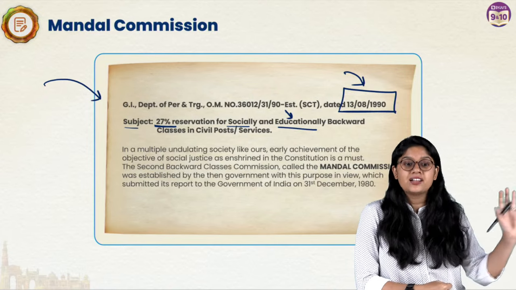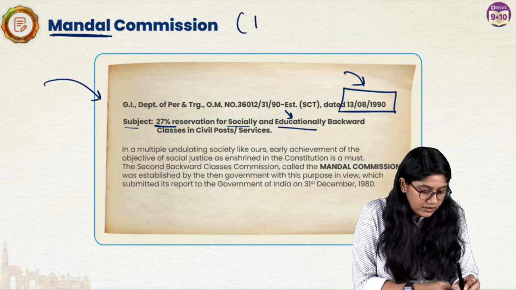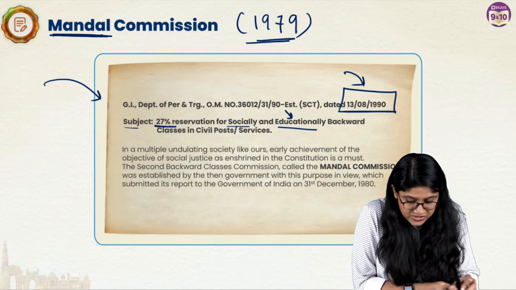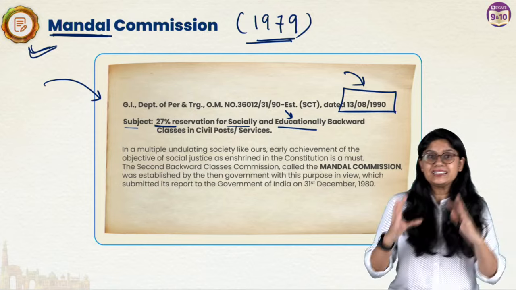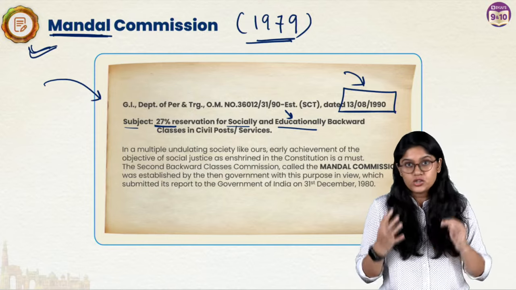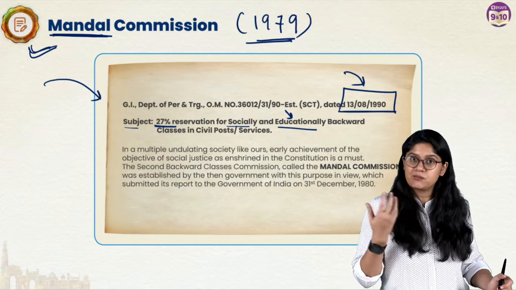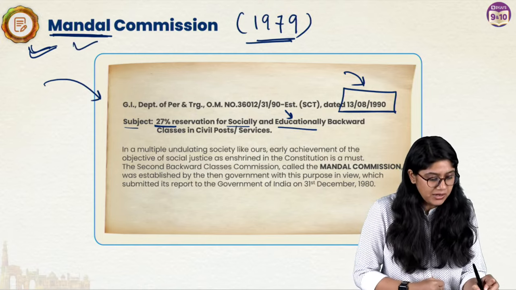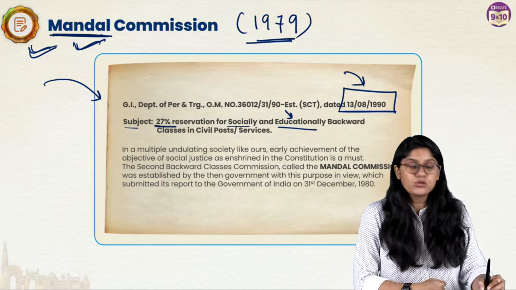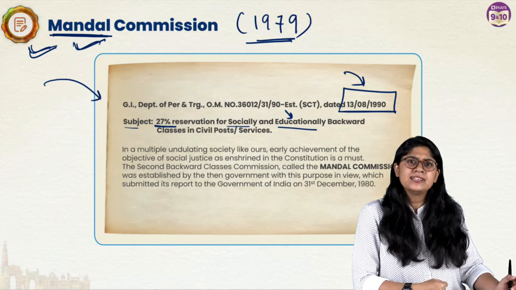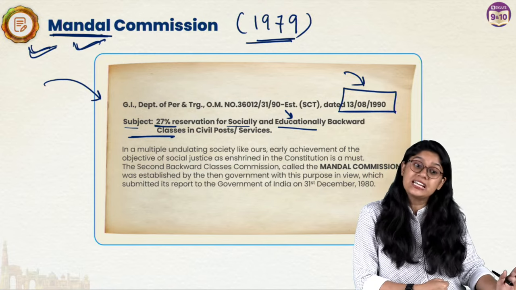So this starts from the Mandal Commission. In the year 1979, the Morarji Desai government formed this commission, the Mandal Commission, so that they could identify what the government can do for the socially and educationally backward classes. It was the intent of the government to do something for these people. After lots of research and studies, the Mandal Commission came to a conclusion that we should have reservation for people in the civil services. Everyone, are we clear up to this?